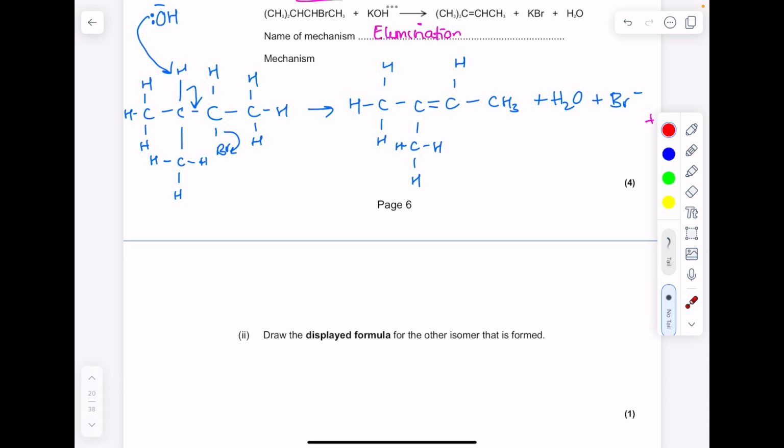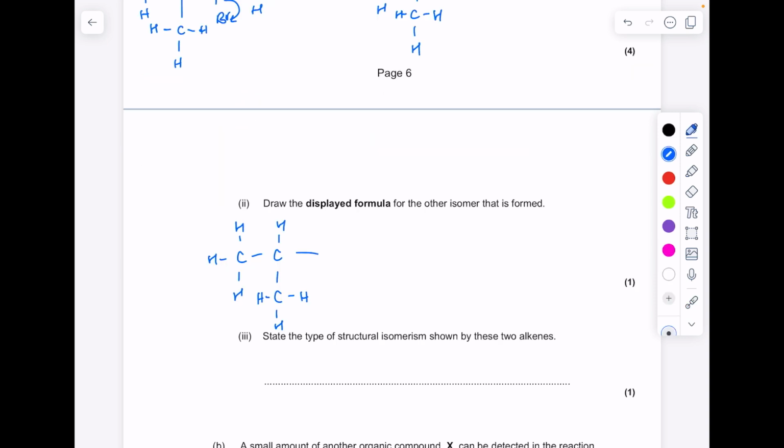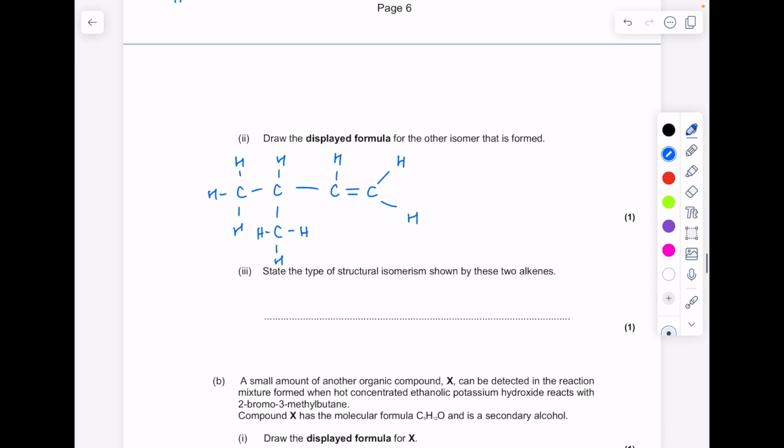Draw the displayed formula for the other isomer that is formed. Okay, so let's attack a different hydrogen. How about if we were to attack this hydrogen over here? Then you'd get your double bond forming here. Then state the type of structural isomerism shown by these two alkenes. Well, the functional group moved along, so it must be positional isomerism.